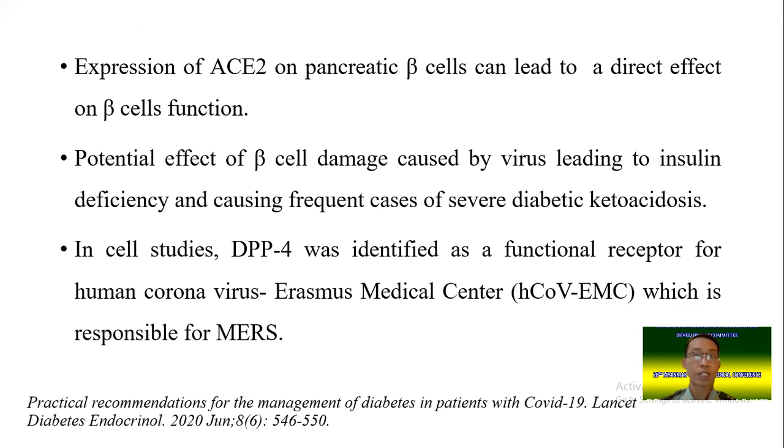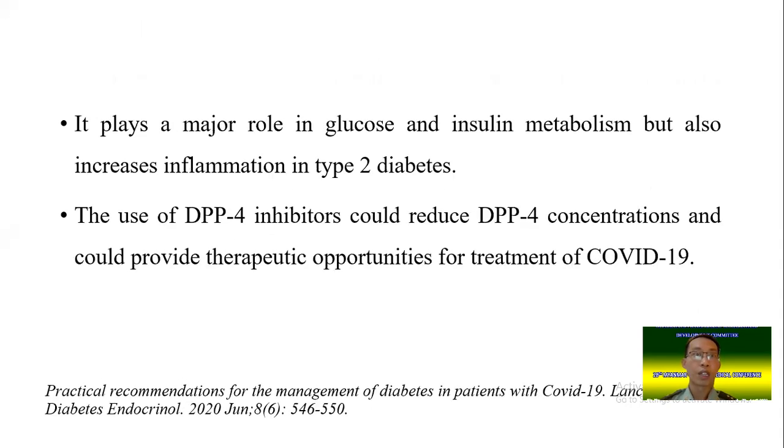DPP4 was identified as the functional receptor for human coronavirus. It plays a major role in glucose and insulin metabolism, but also increases inflammation in type 2 diabetes. So the use of DPP4 inhibitors could reduce the DPP4 concentration and could provide therapeutic opportunities for the treatment of COVID-19.